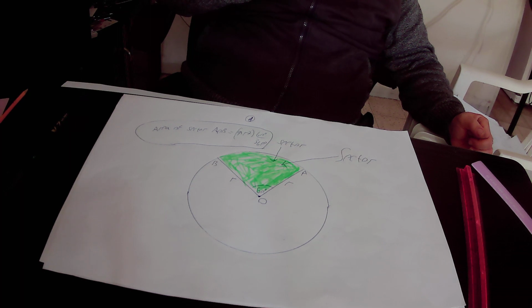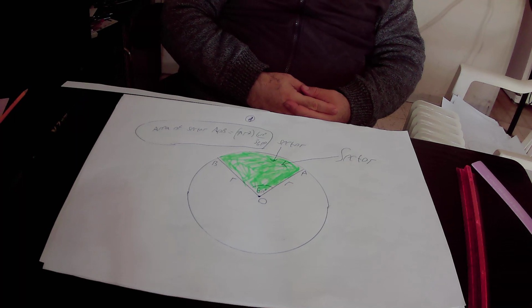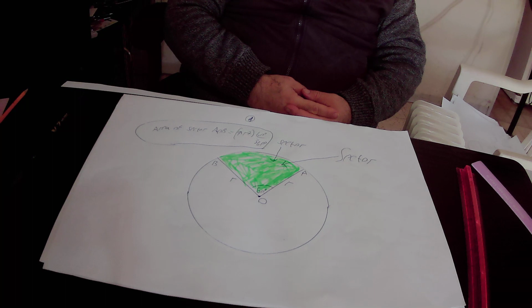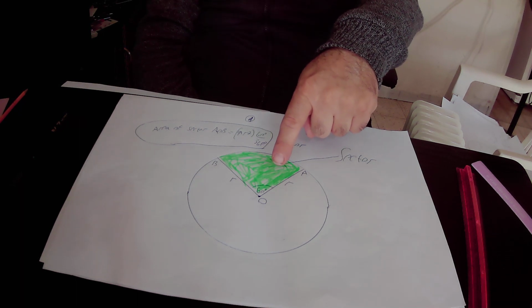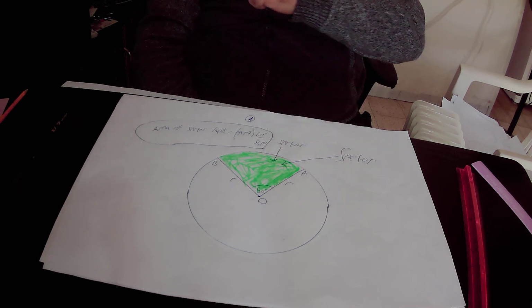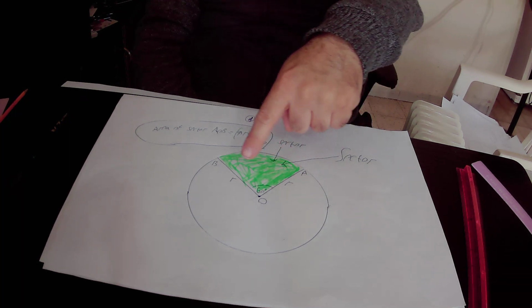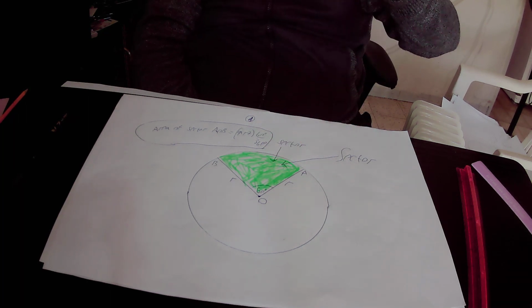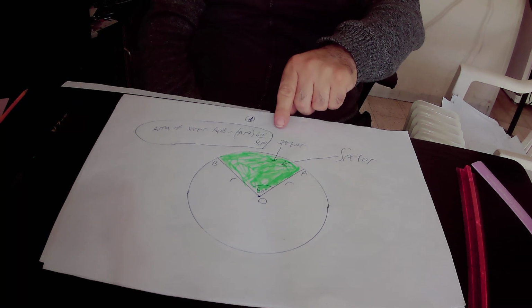The area of a sector is equal to pi r squared, where r is the radius of the circle, times the angle between the two radii over 360 degrees. In this case, the angle between those two radii is 60 degrees, so it is pi r squared times 60 degrees over 360 degrees. So this is the definition of a sector.